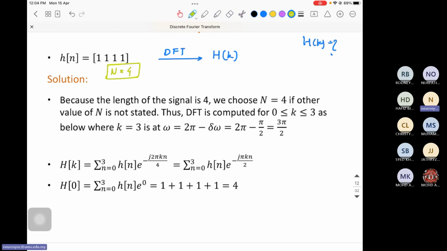So this is the length of this signal. Now the DFT is basically computed from what? Computed from 0 to n minus 1. Therefore, in this case, it is from 0 to 3. So this is k, I will say from 0 to 3.